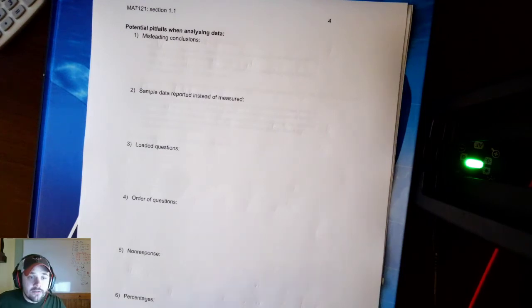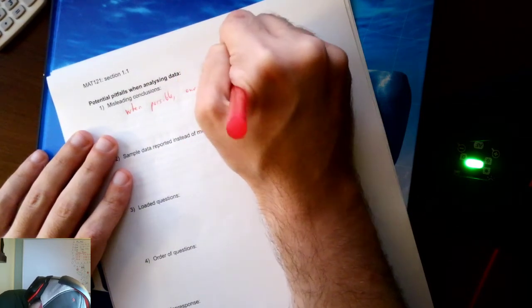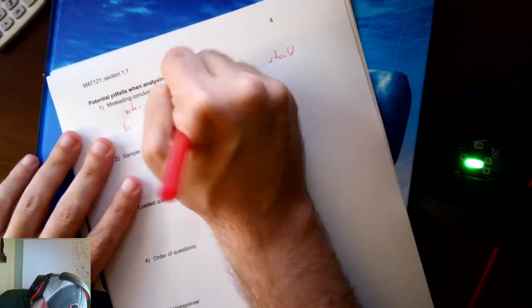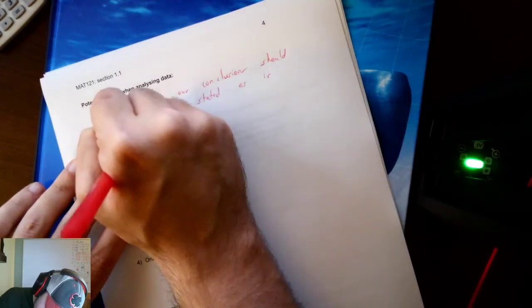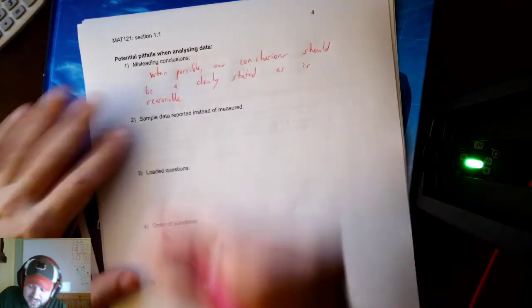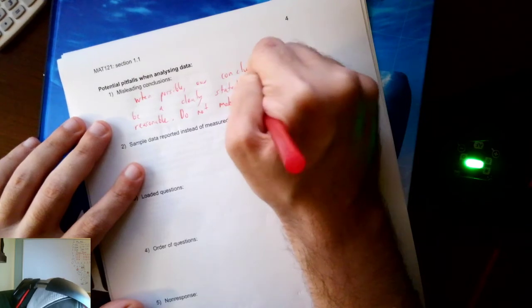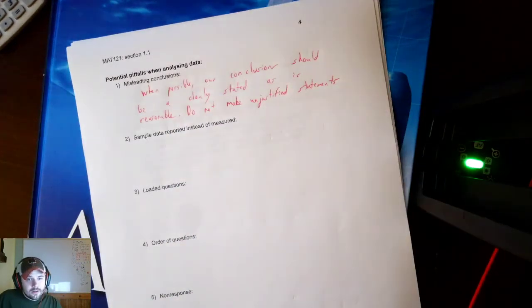First, we should avoid misleading conclusions. When possible, our conclusions should be as clearly stated as is reasonable. We don't want to mislead with our conclusions, and we don't want to make unjustified statements. Conclusions should be clear and accurate, not making unjustified statements.